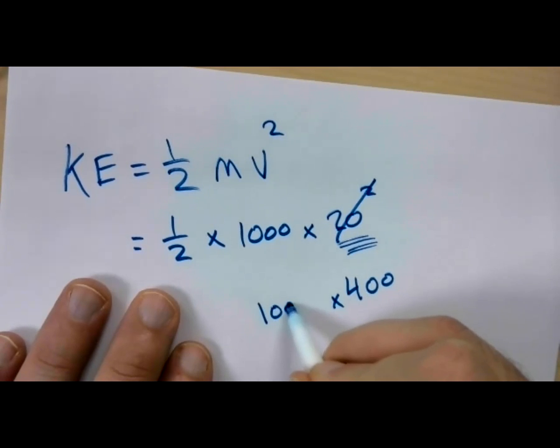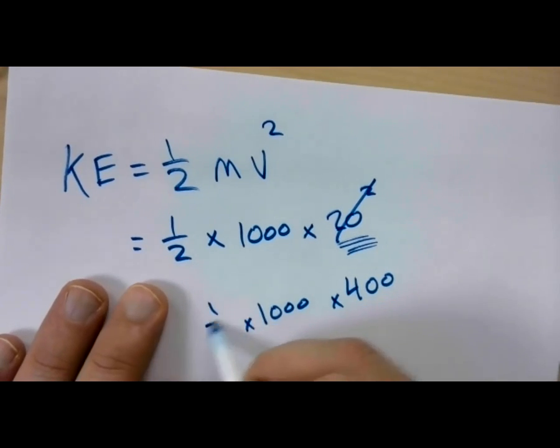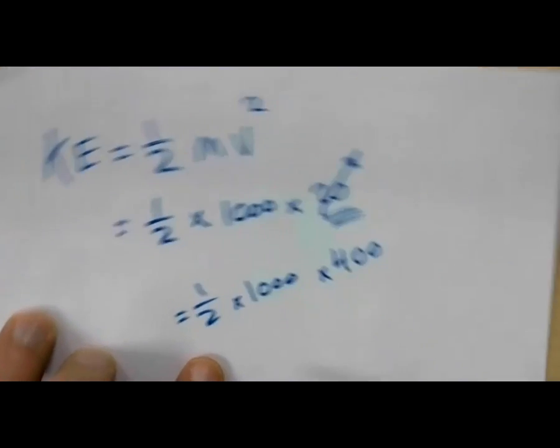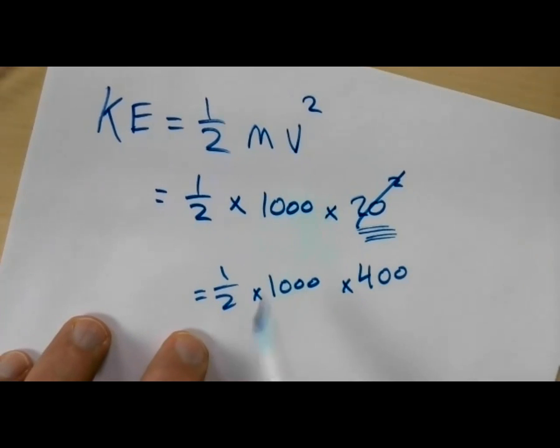So just rewrite this. So we have 1/2 now. Sorry, this is getting tilted. There we go. 1/2 times 1,000 times 400. Now, we all have multiplication here, so it doesn't matter what order we do this in. So if you still have 400 in your calculator, that's fine. Multiply it by 1,000, and then times 0.5.